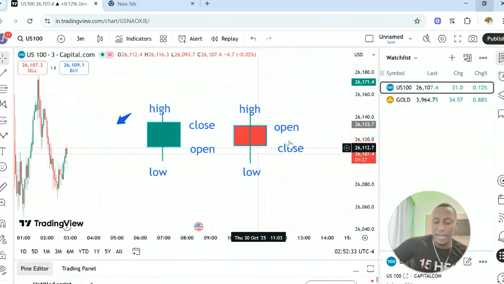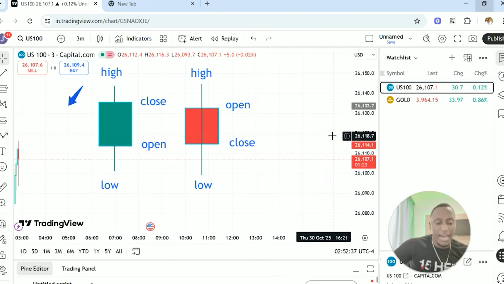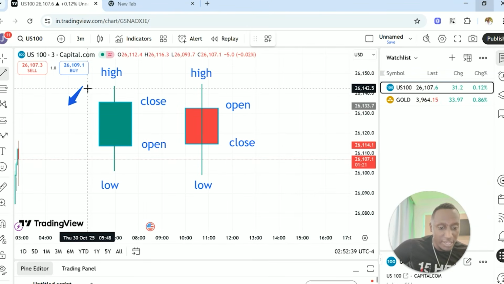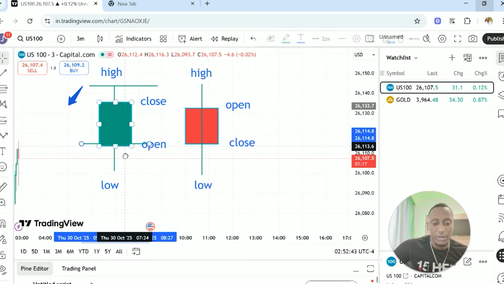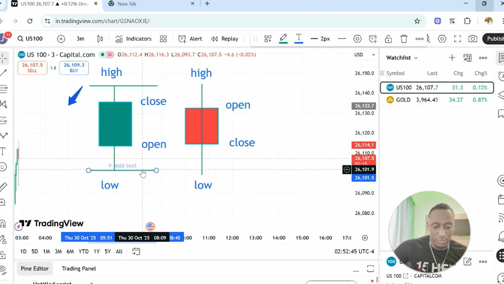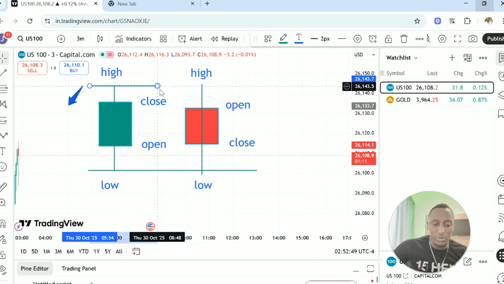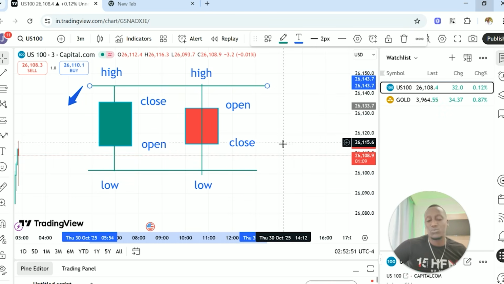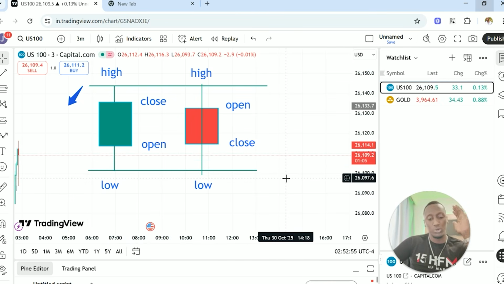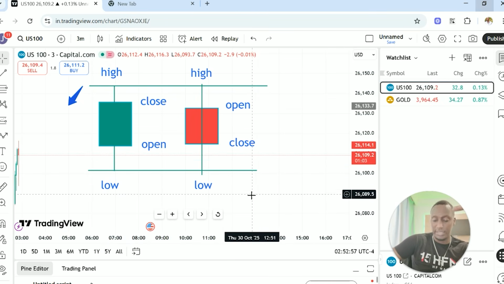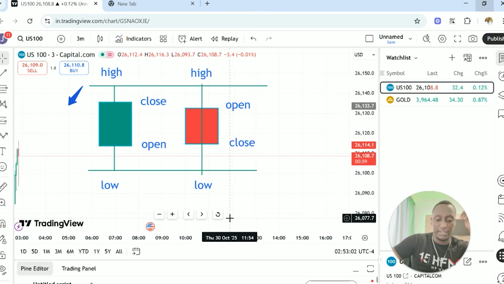So what's the significance of support and resistance? If we come back to our candles now, the high is your area of resistance and your low is your area of support. Why is this important? This is the easiest way to draw your support and resistance. If you don't know where to draw your lines, just look at the most recent candle. Draw the high and the low.